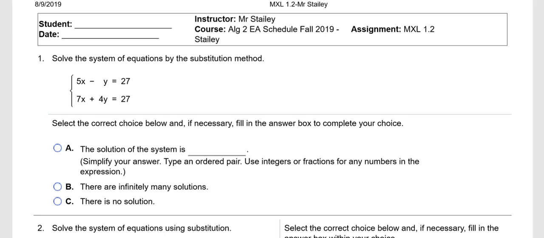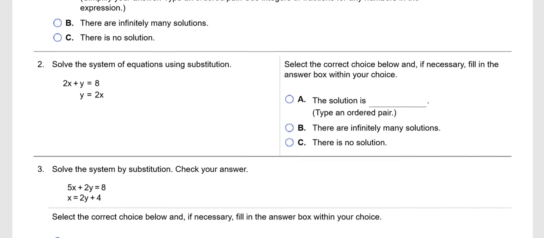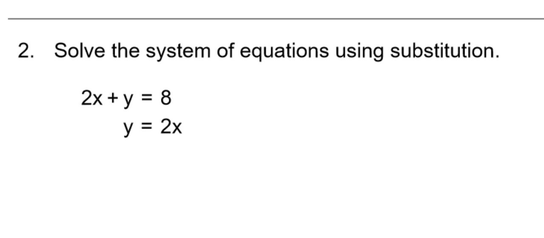I would never ask you to do this particular question with the method of substitution. So let's just skip this one, question 1 for now, okay? Because I do not want to use substitution for that, and I'll describe to you why later. Okay? Let's jump down to question 2.